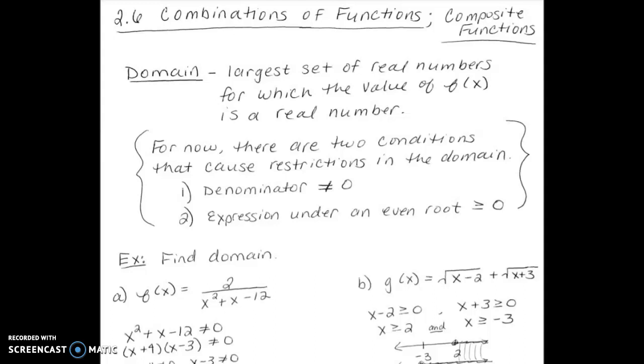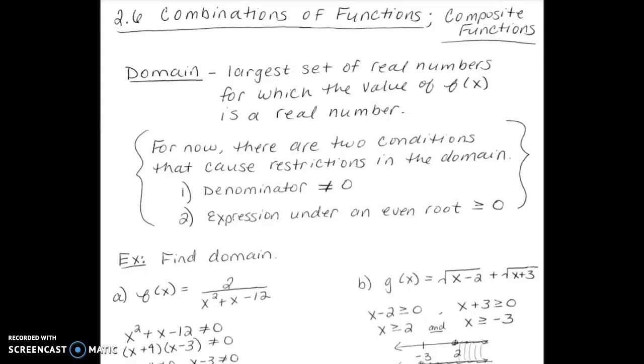So when you're looking at it from an equation, you are, for now, looking for two conditions that could possibly cause a restriction within the domain. In other words, x values that cannot be used. The first condition is that we are not allowed to divide by 0, so the denominator of a fraction is not allowed to be 0.